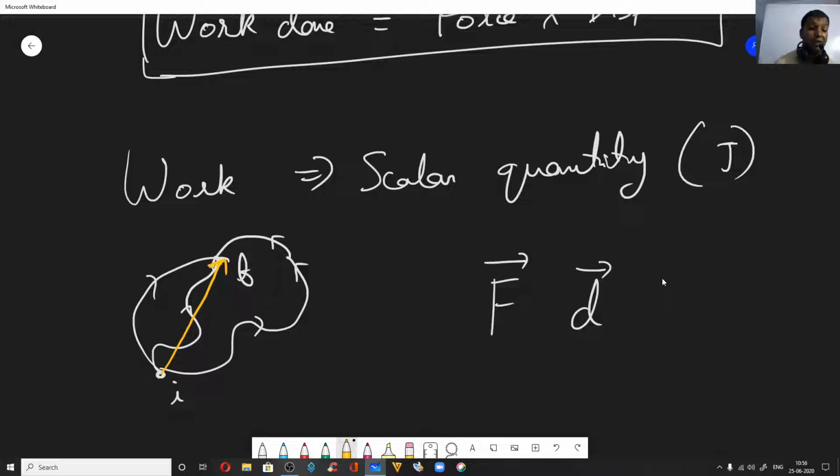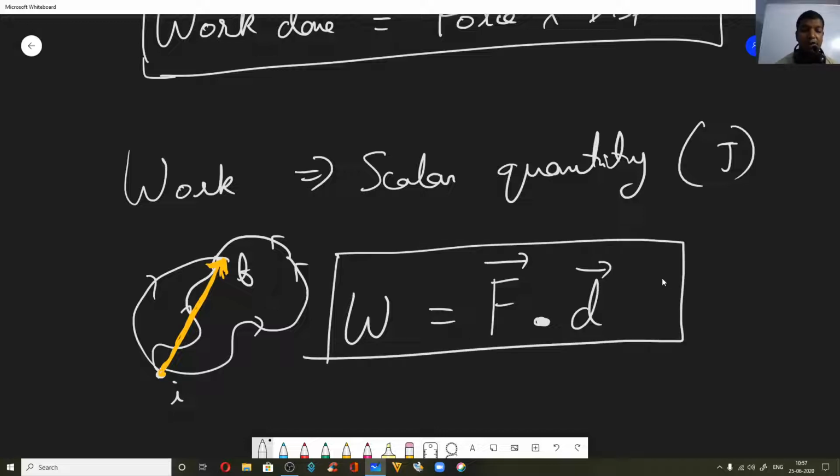Now the displacement vector is always from the initial point to the final point. Its direction will be from the initial point towards the final point, as represented by this arrow. So technically displacement is also a vector. Now the dot product of F and D, we will call it work. How it works, how to understand it, we will take a few simple examples. Work done W is defined as the dot product of force and displacement.